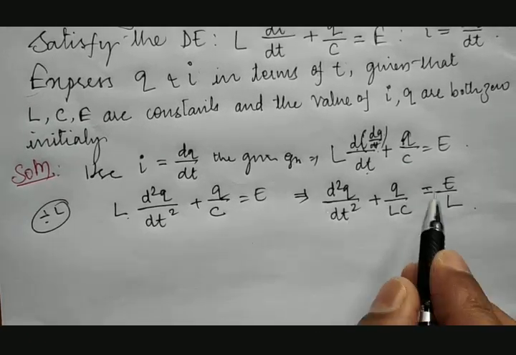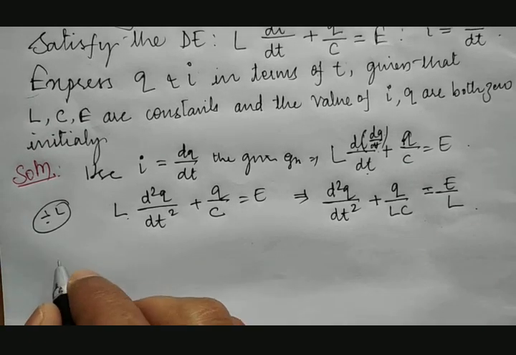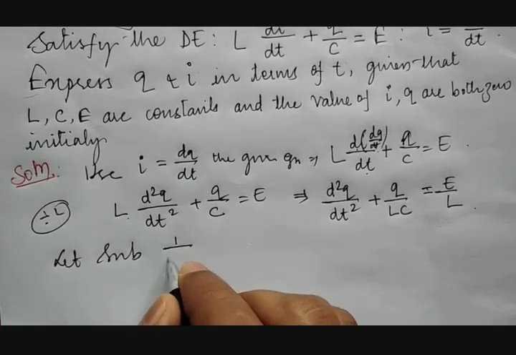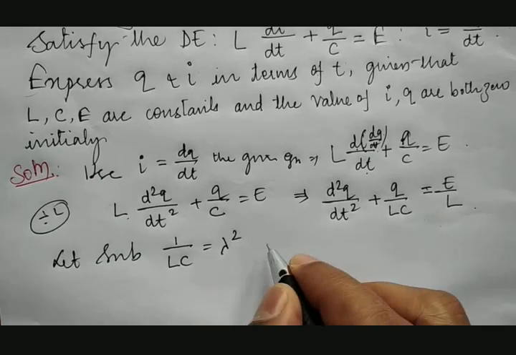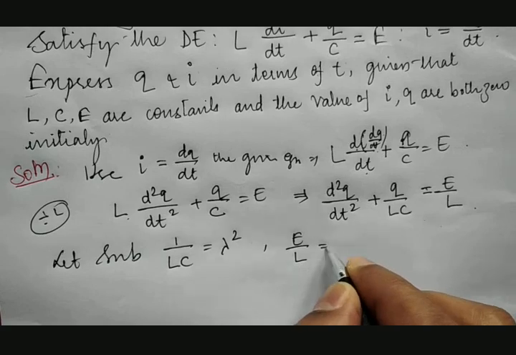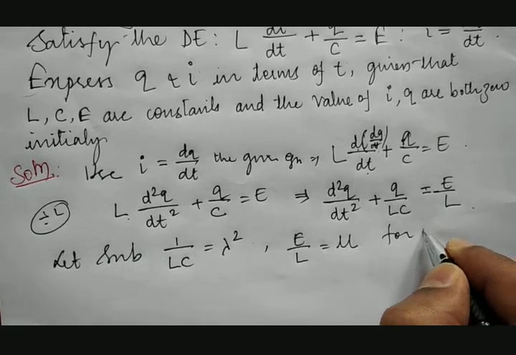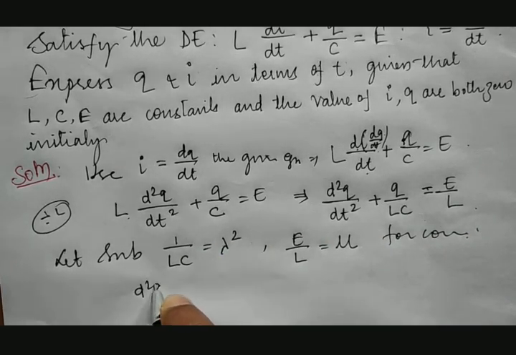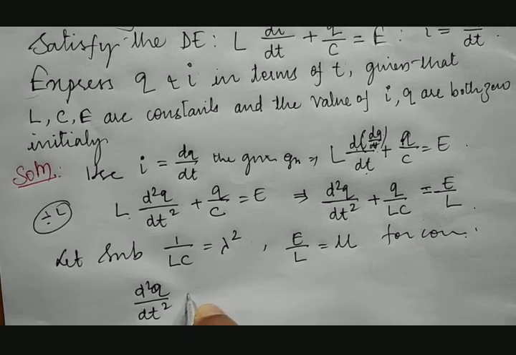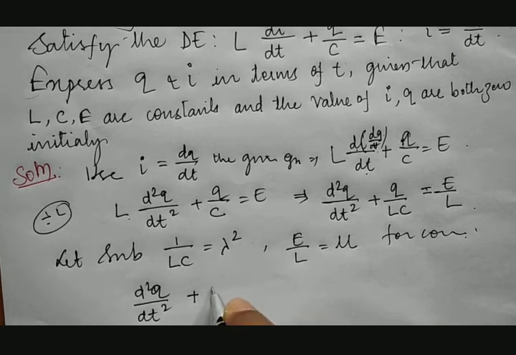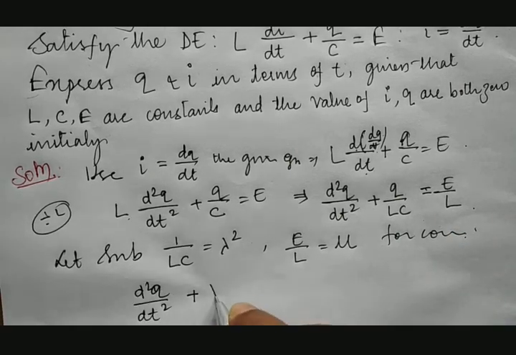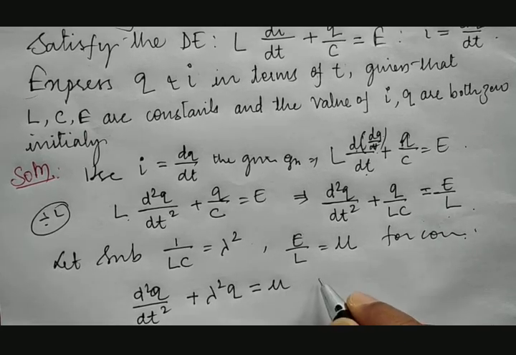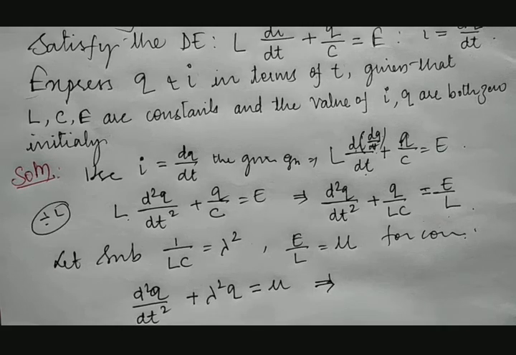Again, this example is a little bit lengthy, we feel. So let us substitute some of the terms for our convenience. That is, 1 divided by LC we will take as lambda square, and E by L we are going to substitute as mu. Then this whole equation becomes d square Q by dt square plus lambda square into Q is equal to mu. So this is the given differential equation now.